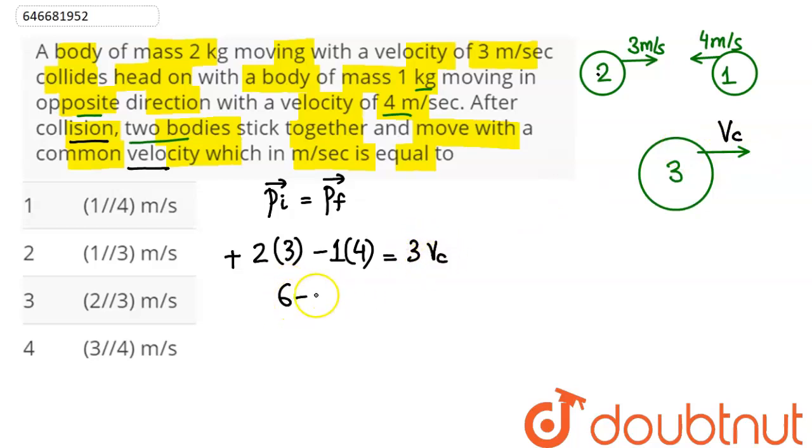So this comes as 6 minus 4 is equal to 3 Vc. Hence the common velocity here comes out to be 2 upon 3 meter per second. So 2 upon 3 meter per second, which we can see here option number 3 is the correct answer. So we have 3 as our answer.